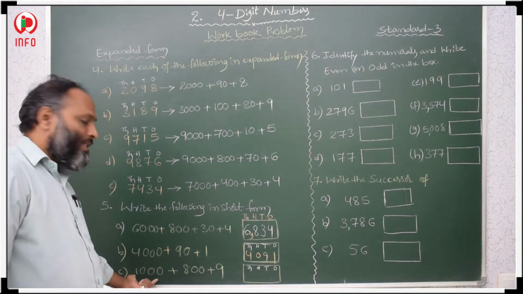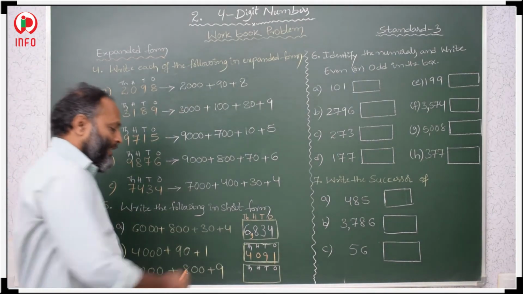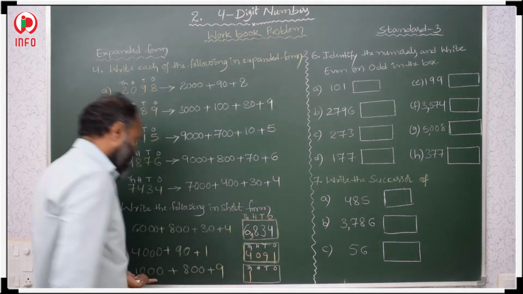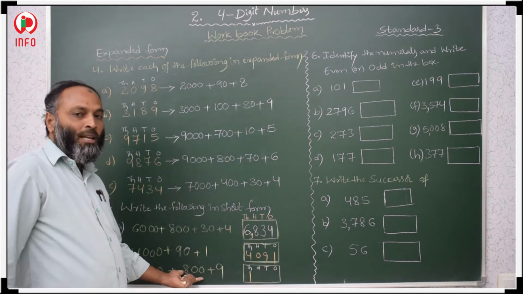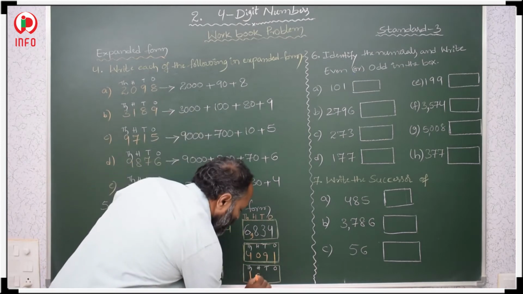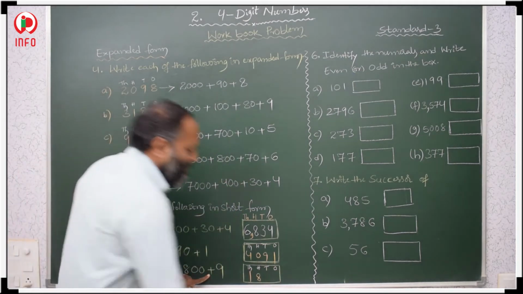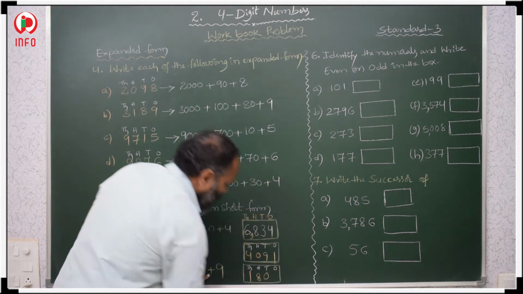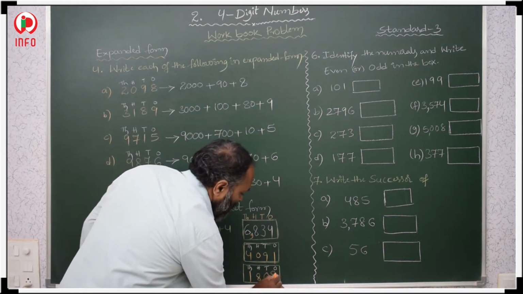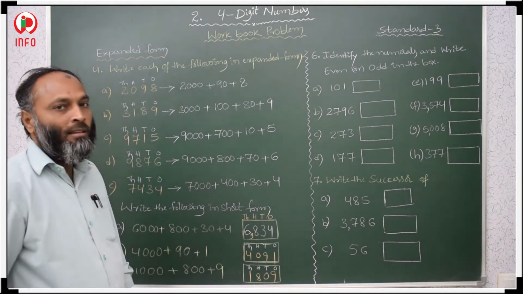Then ones place, tens place, hundreds place and thousands place. In thousands place 1000 is there. In hundreds place 800. In tens place nothing is there, so 0. In ones place 9.